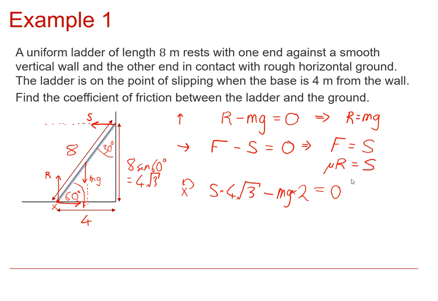Let's think about S. We know that S is equal to mu R, so here I could say mu R times 4 root 3. And I also know that R is equal to mg, so where I have that mg, that weight there, I can write that as R as well. And now R is in both of these terms, I can divide through by R, and I can say that mu times 4 root 3 minus 2 equals 0. So having cancelled those R's, I can rearrange that, and I find that mu is 2 over 4 root 3, which I could simplify to an exact surd, or I can give that an approximate decimal value, which is 0.289.